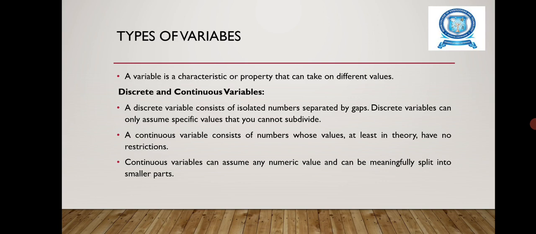Now let us see what are variables and the types of variables. A variable is a characteristic or property that can take different values. The discrete or continuous variable. A discrete variable consists of isolated numbers separated by gaps. The discrete variables can only assume specific values that you cannot subdivide. A continuous variable consists of numbers whose values, at least in theory, have no restrictions. The continuous variables can assume any numeric value and can be meaningfully split into smaller parts.